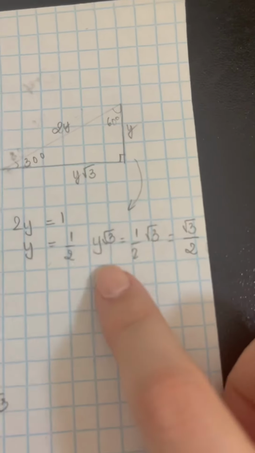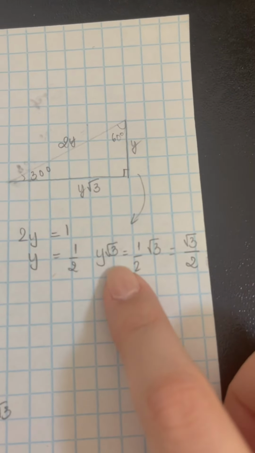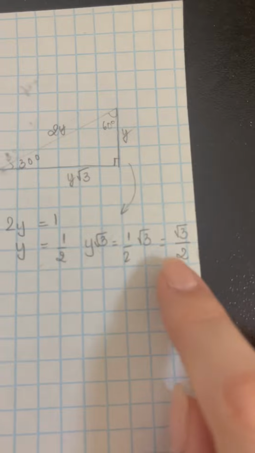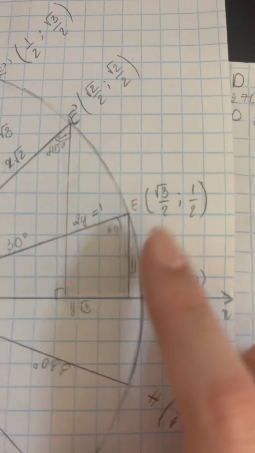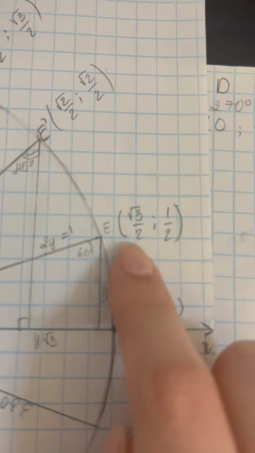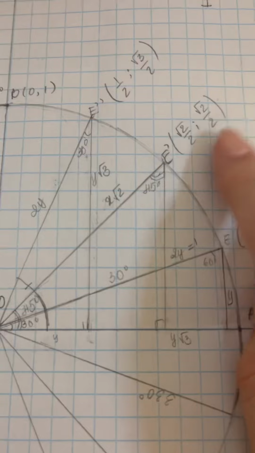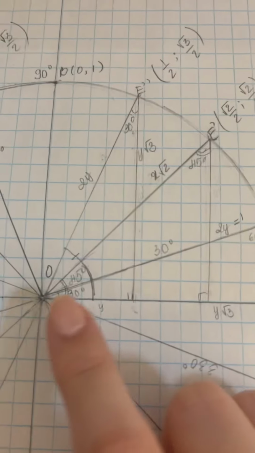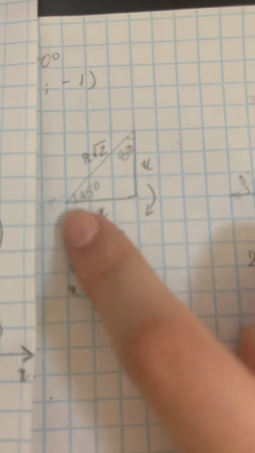I substitute y equals 1 over 2. So y square root of 3 equals square root of 3 over 2. So the coordinates of the E triangle are square root of 3 over 2 and 1 over 2. The next one is the E prime triangle. It has 45 degrees.